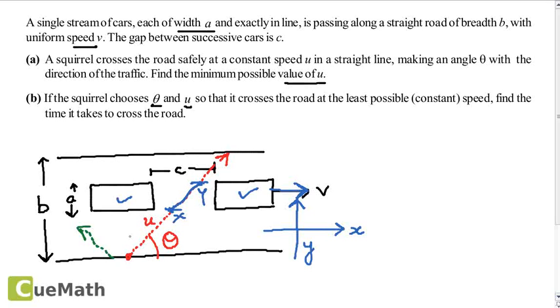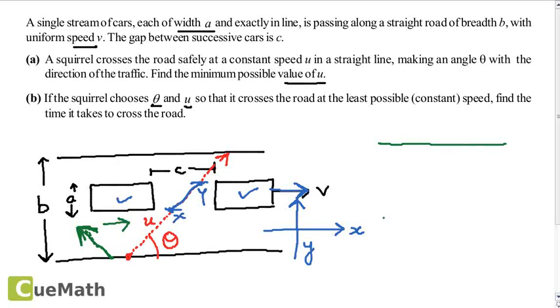Now what we really need to find is the minimum possible value of u. So this means that if the squirrel's x component of velocity was anti-parallel to the car's velocity, for example, the cars are moving this way and the squirrel is moving in some direction like this, then it would have to move really fast to traverse the risky part. So let's draw that situation again.